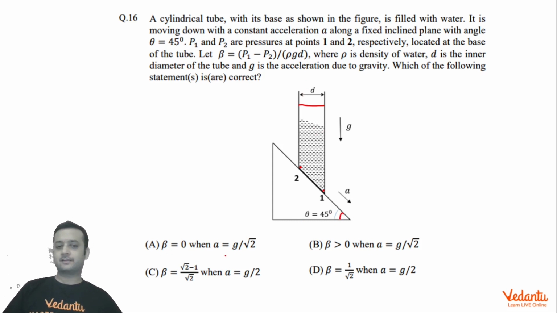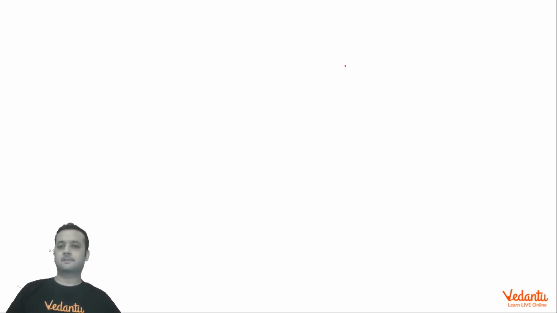So we have to find the value of beta when acceleration is g by root 2, which is the acceleration of this cylinder along the plane. And we have to find the value of beta when acceleration is g by 2. Okay. Now, before solving this question, let's see one very simple concept. I will ask you a very simple question.